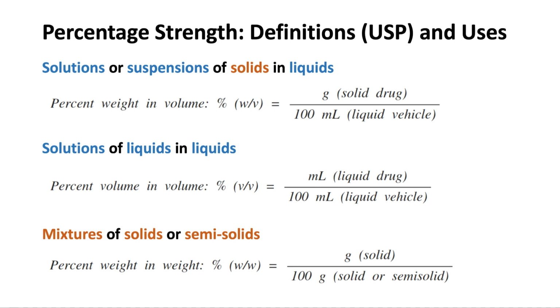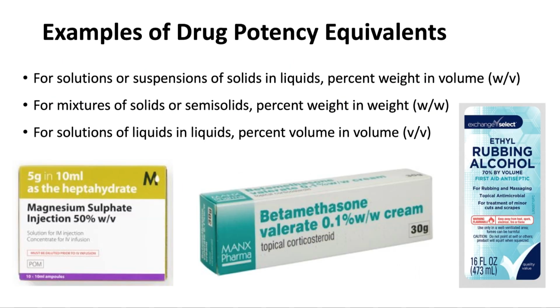And a percent weight per weight, again, just means that you express the amount of drug in there in grams per 100 grams of the solid. Remember, the units of weight will always be grams. So a percent weight per weight would be the grams of your drug per 100 grams of the base or the mixture, the entire piece. Okay, so that was maybe long and drawn out, but hopefully that explains the two.